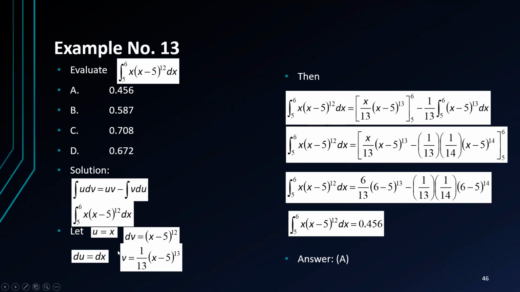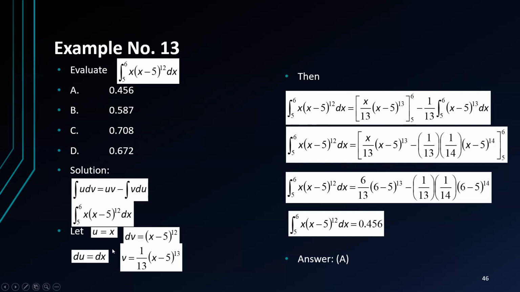Let u be x, and the derivative of u is simply the derivative of x. Then, anong maiwan sa u dv? So, dv is equal to (x minus 5) exponent 12. Then, v is equal to 1 over 13 times (x minus 5) exponent 13. So, integrate mo lang to, avoid the constant. Then, the integral of x times (x minus 5) exponent 12 dx from 5 to 6 is equal to x over 13 times (x minus 5) exponent 13 from 5 to 6, minus 1 over 13 times the integral of (x minus 5) exponent 13 dx from 5 to 6.